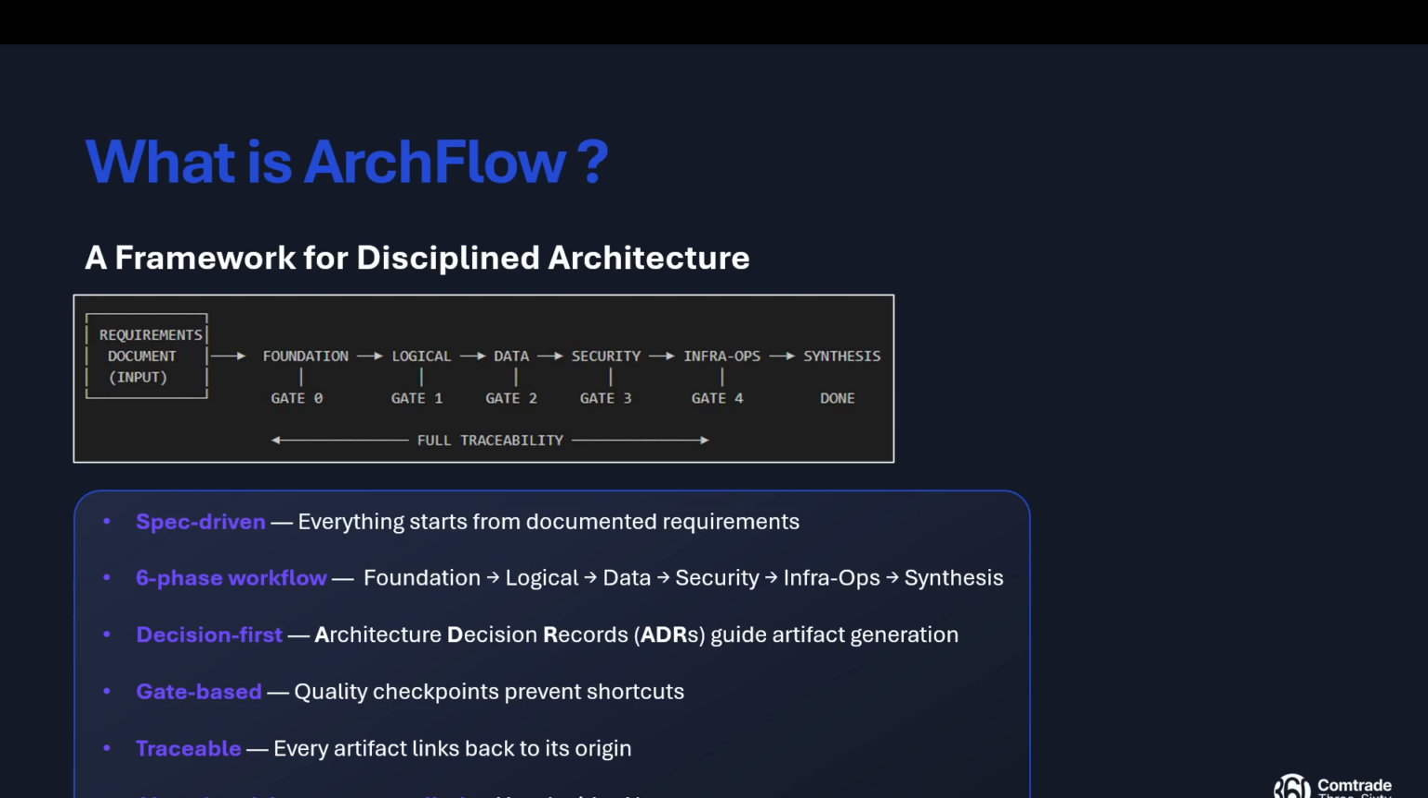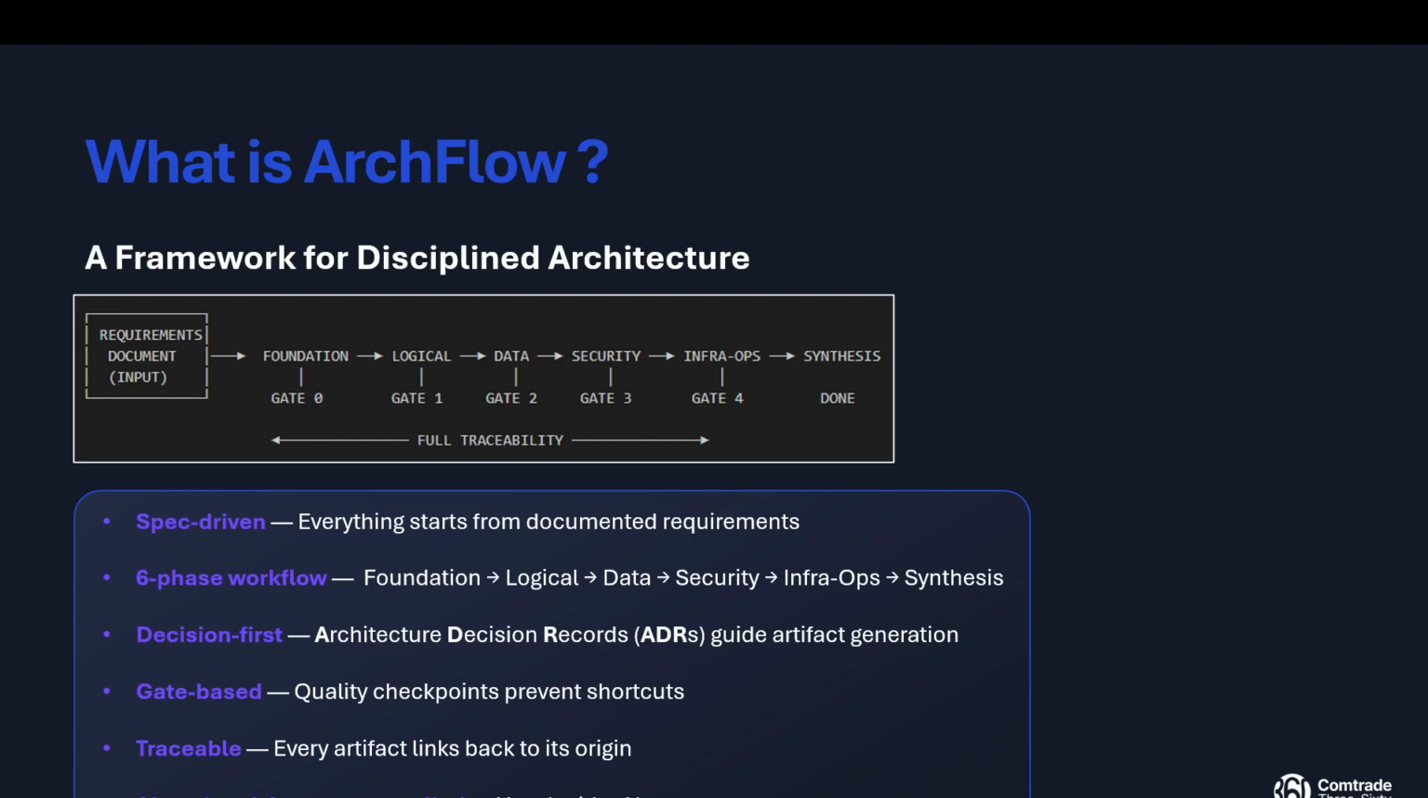You feed that document into ArchFlow, and the first thing that happens is the foundation phase, which breaks it down into structured artifacts: formal requirements with IDs, constraints, stakeholders, non-functional requirements, for example. The messy input now becomes organized, with traceable artifacts. From that point forward, everything builds on this foundation.